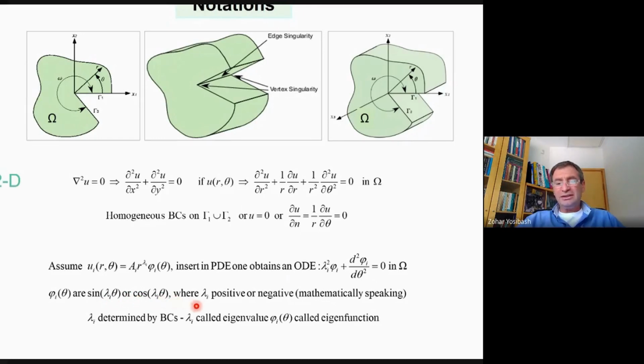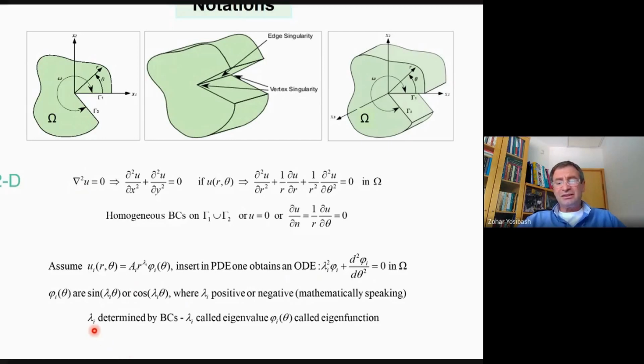Now notice that this lambda i, which we will call later on an eigenvalue, can be either positive or negative from the mathematical point of view. It doesn't mean that I need to have only positive numbers. I can also have negative numbers, and still I will be able to solve this equation, which means also the negative numbers will satisfy the Laplace equation.